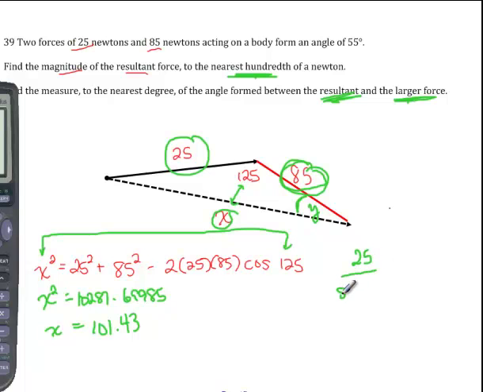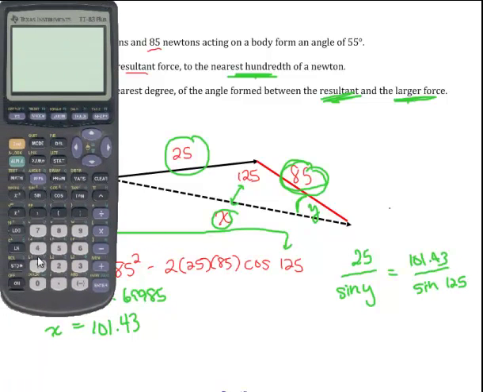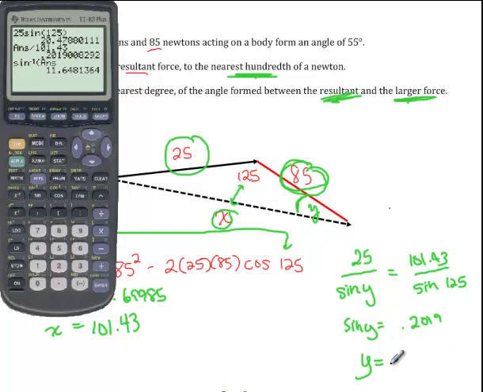25 is to the sine of y as 101.43, the resultant, is to the sine of 125. Sine 125 divided by 101.43. That gives me the sine of my angle that I'm looking for. So I have to inverse sine that. So that angle is a whopping 12 degrees.